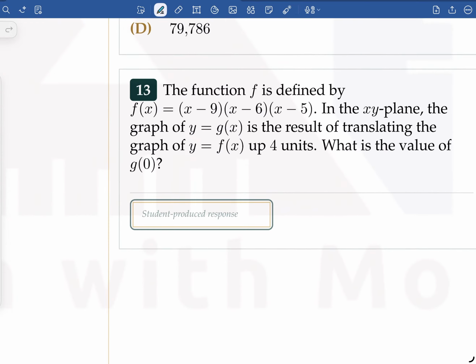Number 13, the function f is defined by this. We have a cubic function because it contains 3 x's multiplied.